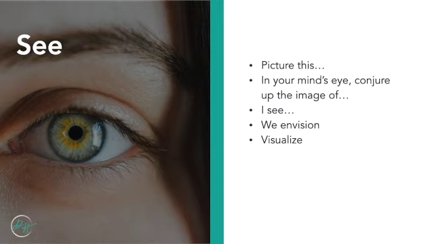You can invoke this sense by saying things like, picture this. Or in your mind's eye, conjure up the image of. You can tell people what I'm seeing or what I'm envisioning. Or you can ask them to visualize. Now picture this. Now visualize this. These are very small shifts in the way you might present or explain something, but they can make a big difference because they get people out of a purely cognitive mode and into a mode where they are starting to experience your vision.